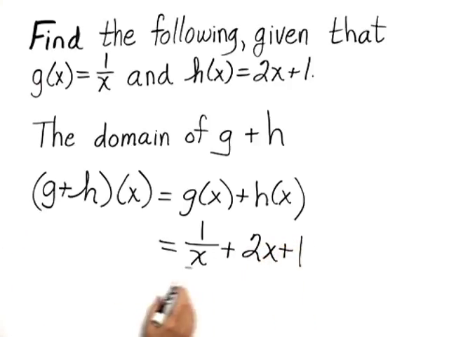Now let's find the domain of this function. The domain is the set of all real numbers that we can substitute in here and for which we can get an answer. In other words, for which this expression is defined. The only place this will not be defined is when we divide by 0. And we will be dividing by 0 when x is 0. So the only number that's not in the domain is 0.